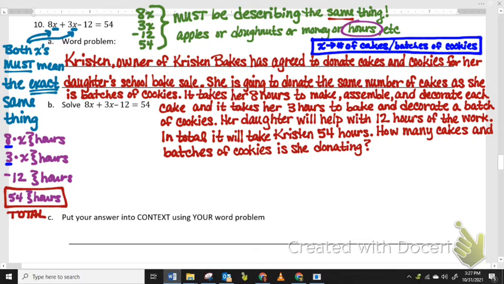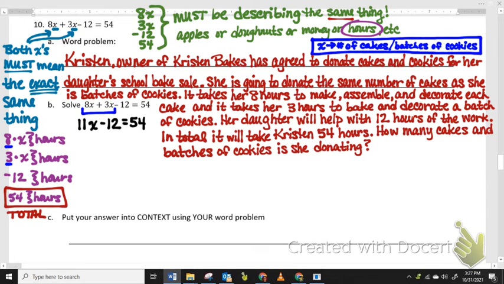All right, let's come in and solve this now. This is the easy part. We're going to combine our 8x and our 3x together. So 11x minus 12 equals 54. And then I'm going to add 12 to both sides.